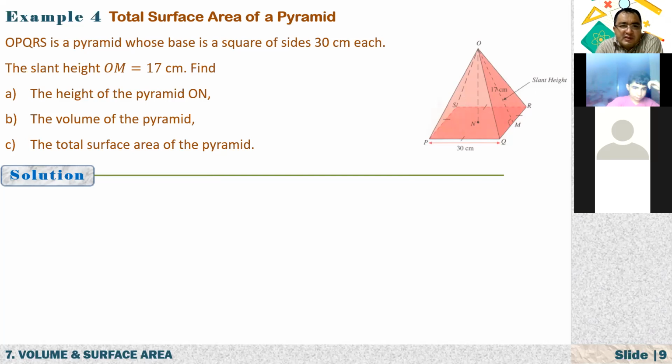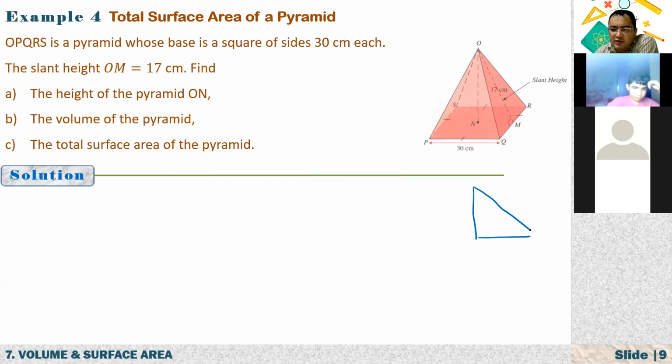OPQRS is a pyramid, as you see, whose base is a square of side 30 centimeters each. The slant height OM equals 17. So number one, we need to find the height of the pyramid. As you see here, from O to N, and then N to M. So I can just draw a triangle to find this ON. Let me just write here from O to N and from N to M.